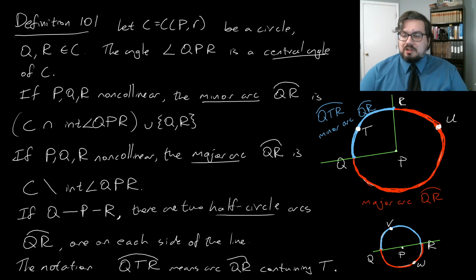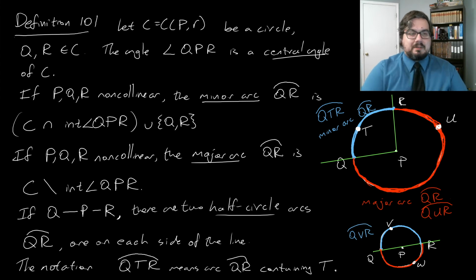And the major arc QR here can also be written as QUR because it's the arc going from Q to R which contains U. And then similarly we've got the arc QVR on top of the bottom diagram and QWR way down at the bottom. So we can use these pieces of notation in order to describe our arcs without ambiguity.